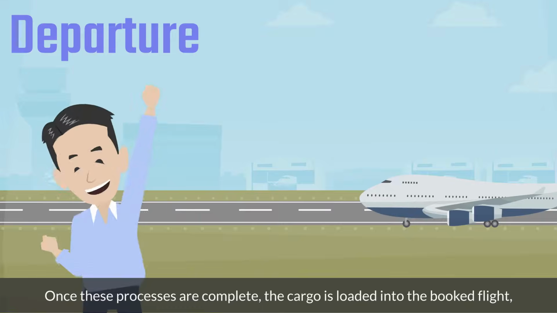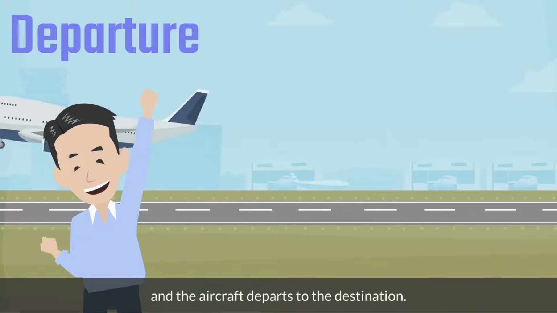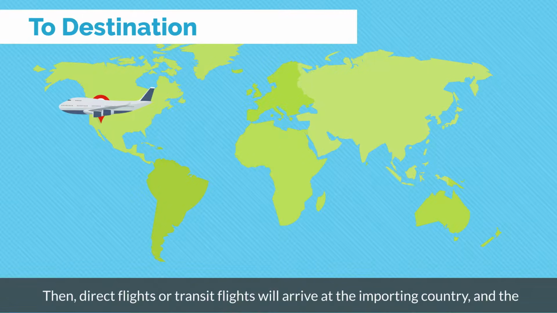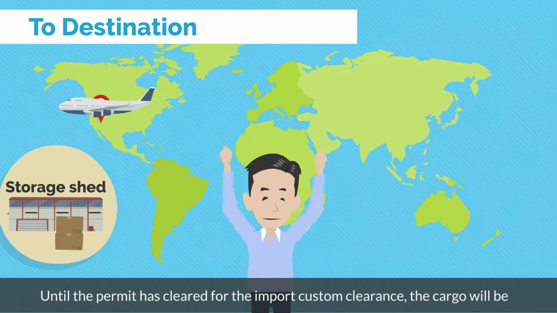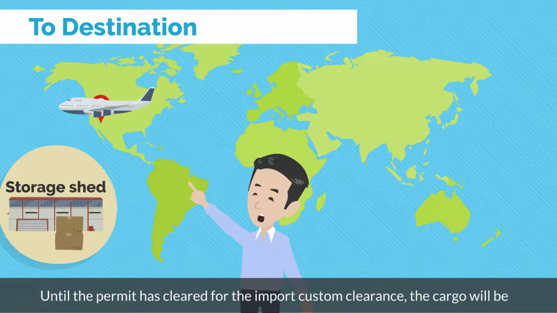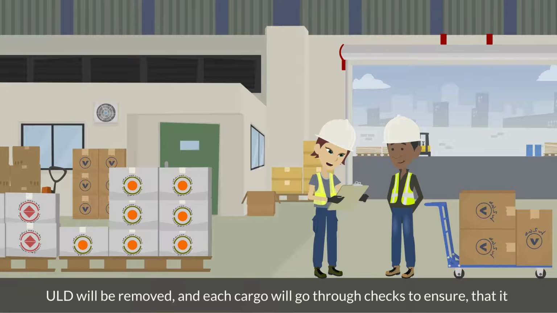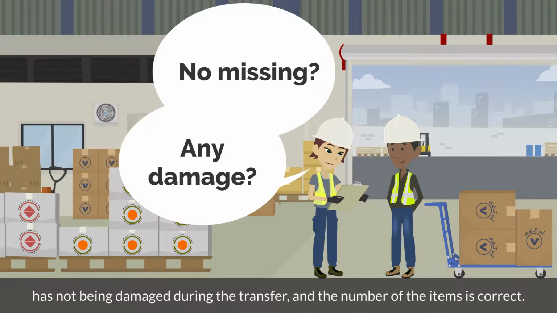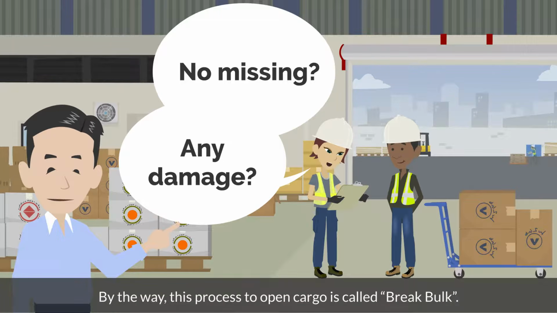Once these processes are complete, the cargo is loaded into the booked flight, and the aircraft departs to the destination. Then, direct flights or transit flights will arrive at the importing country, and the cargo is unloaded into the storage shed. Until the permit has cleared for the import customs clearance, the cargo will be kept at the storage shed. ULD will be removed, and each cargo will go through checks to ensure that it has not been damaged during the transfer, and the number of the items is correct. By the way, this process to open cargo is called break bulk.